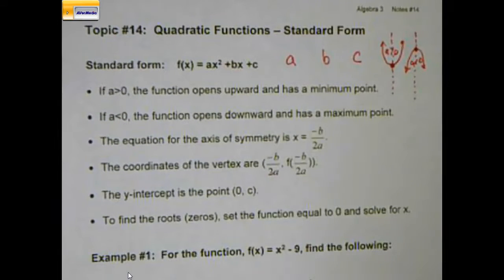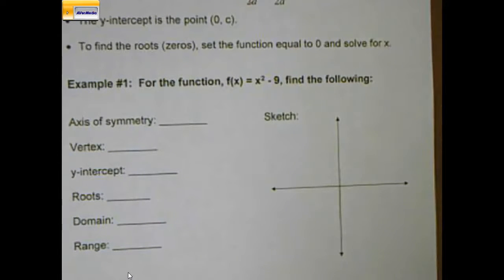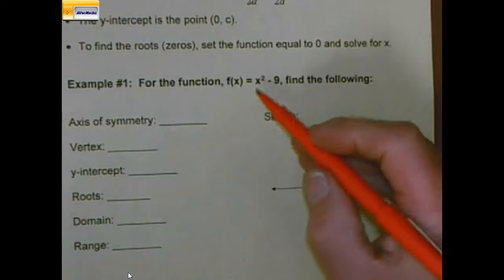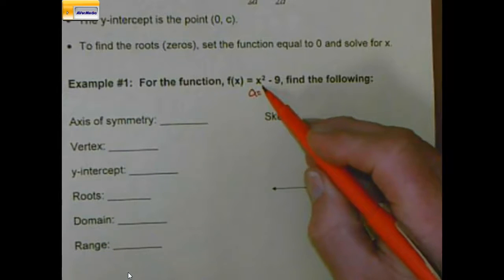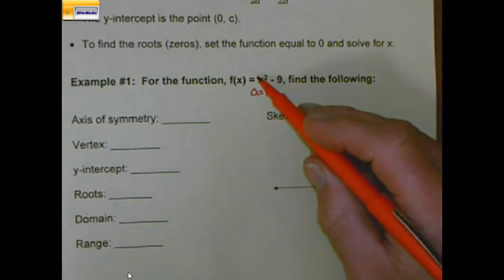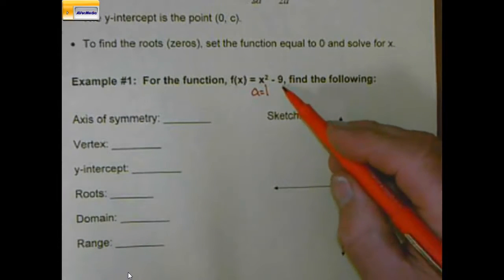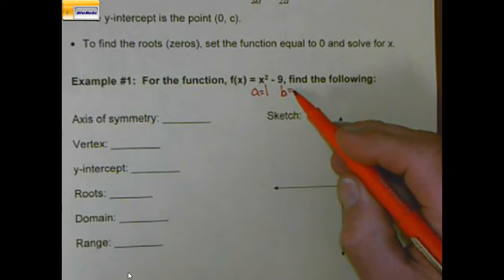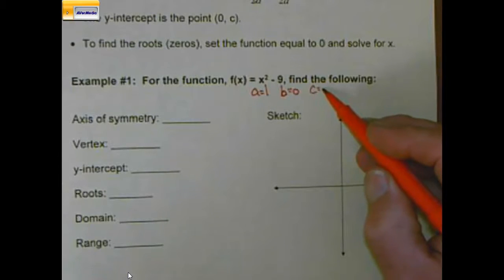Okay, now we're going to work on example number 1. Hopefully after we go through this it will make a little bit more sense to you. First thing we're going to do is look at our function and write down our values. We have a is equal to 1. Remember that if there's not a number in front of the variable, it means it's a 1. We have b. There is no x component, so b is equal to 0. And then our c value is equal to negative 9.